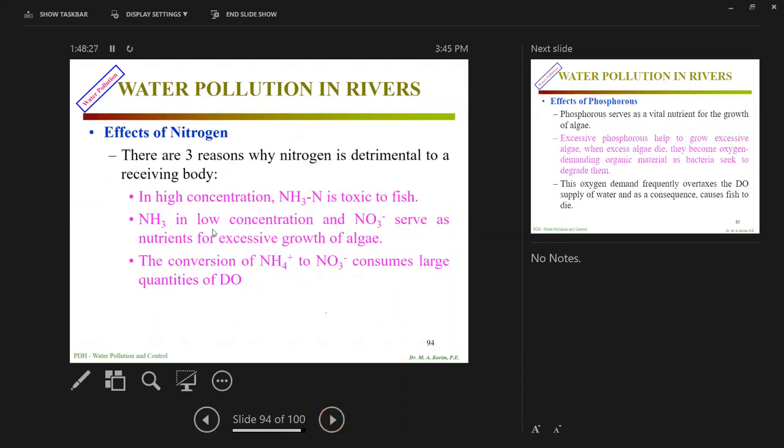So there are three reasons why nitrogen is detrimental to river water. One is that high concentration of ammonia is very toxic to fish. The other is that at low concentration, ammonia and nitrate serve as nutrients for excessive growth of algae, because ammonia can be converted into nitrate very easily. The conversion of ammonium to nitrate consumes large quantities of dissolved oxygen. So these can be considered as oxygen demanding material.